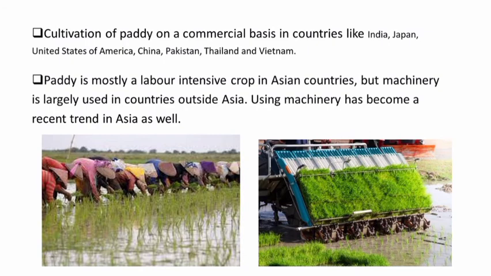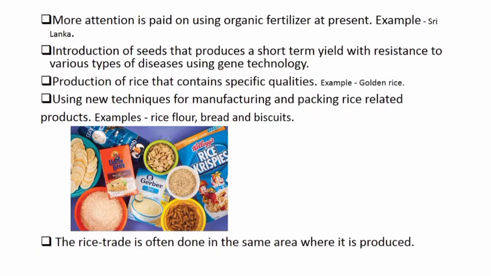Dear students, look at these photographs. From these photographs, you can get an idea about the nature of paddy cultivation. Farmers can use labor as well as machines for their paddy cultivation. At present, more attention is paid to using organic fertilizer. Sri Lanka is a good example of this. Concerning the natural environment and health of the people, the Sri Lankan government has taken some steps to promote the usage of organic fertilizer for cultivations.